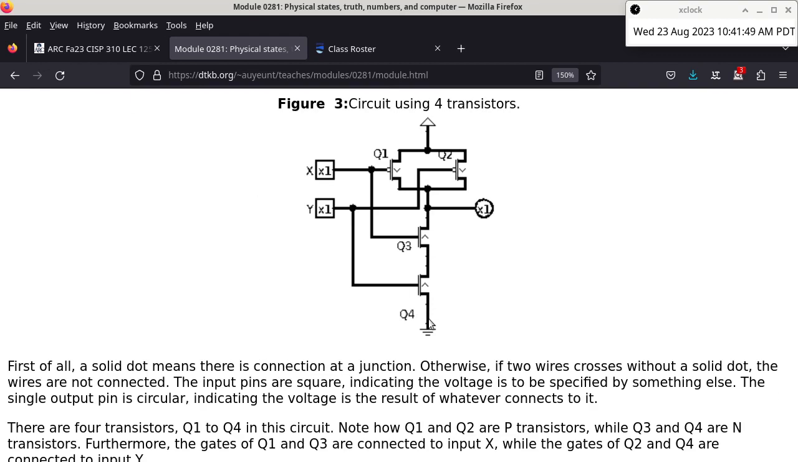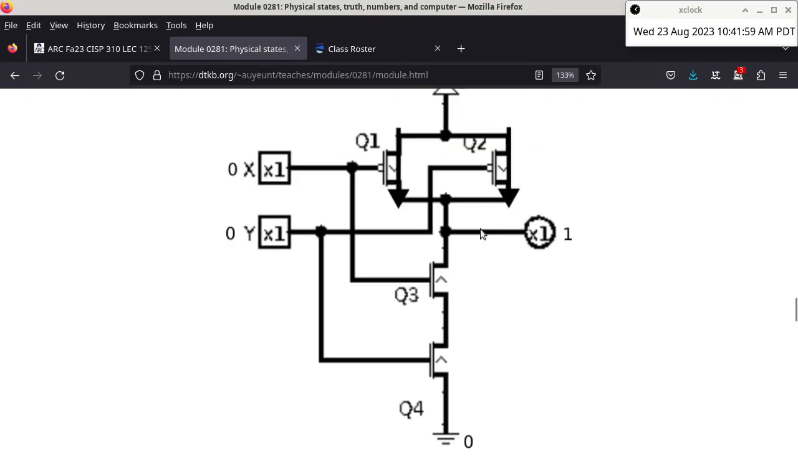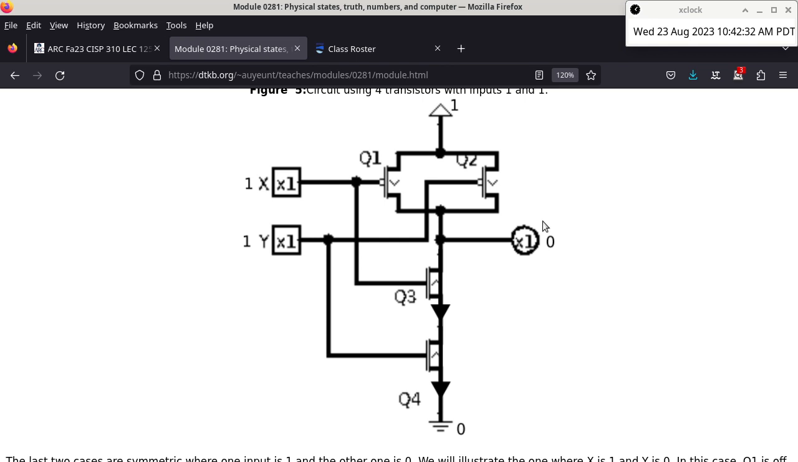All right, so here's the 4 transistor NAND gate. We have seen this before already. And the notes actually go through all 4 possible scenarios. Like, what if we have a 0 and a 0 as the input here? The output is going to be a 1 because, in this case, we have both of these Q1, Q2 being on. So the output pin has 2 paths, basically, to go to the source of the 1s. But because Q3 and Q4 are both off, we have no path to go to the source of the 0s. And as a result, the output pin is going to report a 1. So we talked about that in class also. So by reading the notes, you can also get reinforcement of the concepts that we talk about in class.